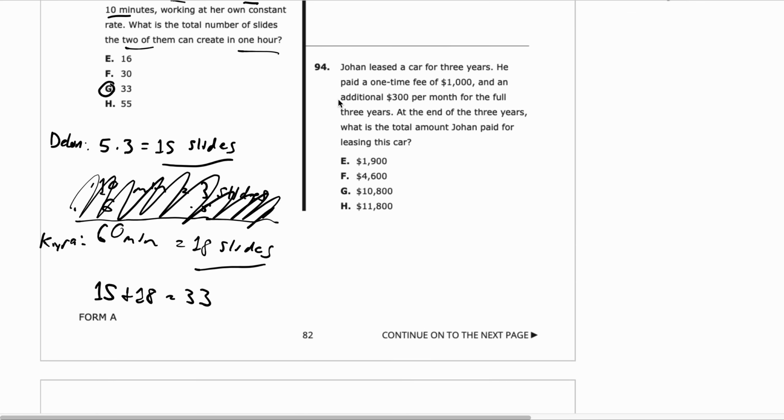Okay, so now 94. So Johan leased a car for 3 years. He paid a one-time fee of 1,000 and an additional 300 per month. 300 per month for the full 3 years. Okay, so he had an initial charge of 1,000, and then he paid 300 per month. So 300 per month, and he paid that for the full 3 years, so that would be 36 months.